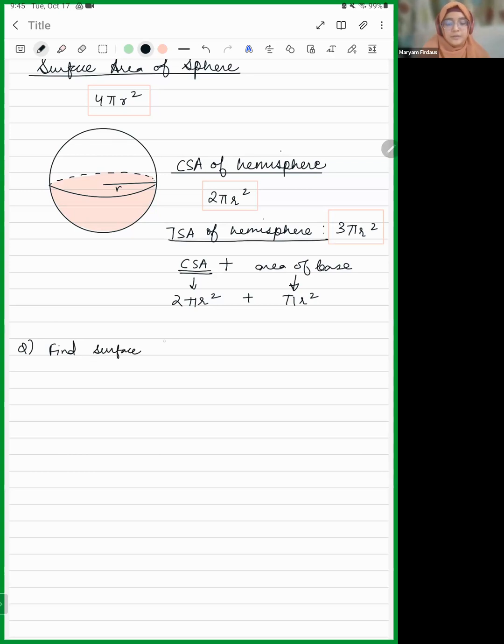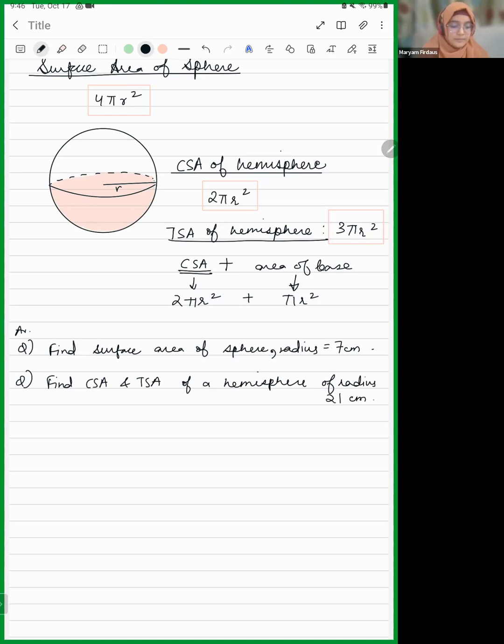Find the surface area of a sphere whose radius is 7 centimeters. Avni, this is your question, okay? Find CSA and total surface area of a hemisphere of radius 21 centimeters. Abdul Jabbar, this is yours.